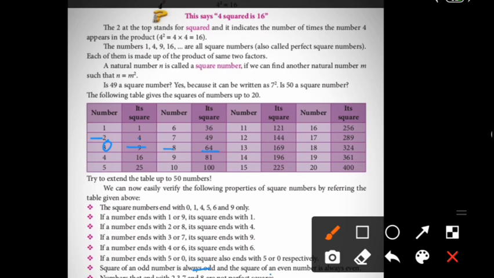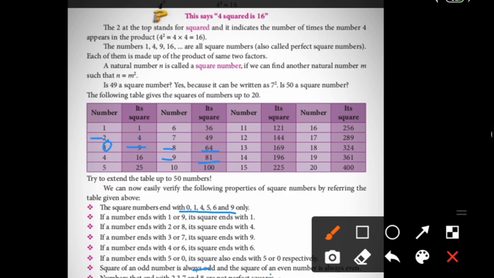8 8s are 64, that is an even number. 9 is an odd number, 9 9s are 81. We get an odd number, that is the meaning, right? The numbers that end with 2, 3, 7 or 8 are not perfect square numbers. If a number ends with 2, 3, 7 or 8, it is not a perfect square number. A perfect square number always ends with 0, 1, 4, 5, 6 and 9 only.